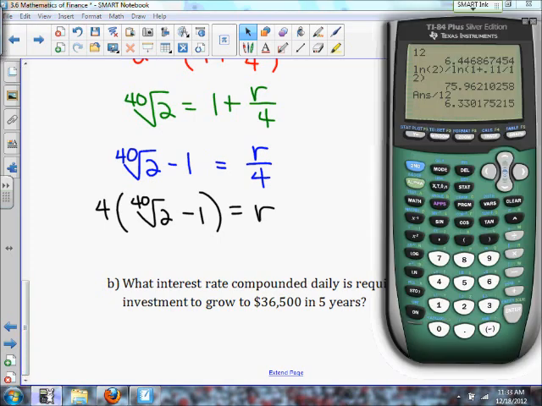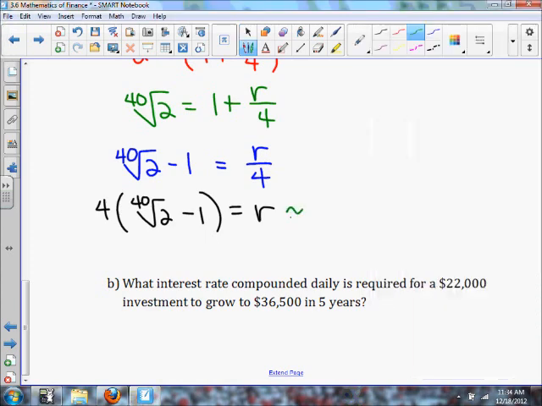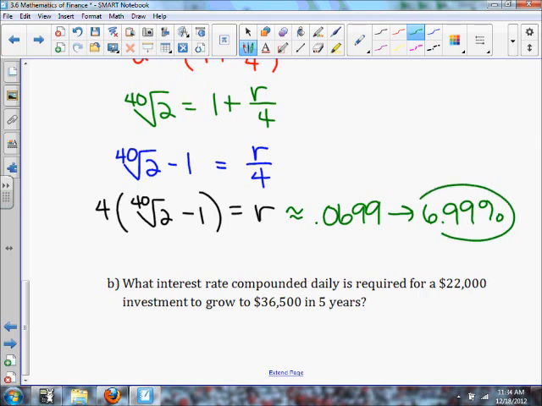Okay, so we could say 4 parentheses, 40th root. Press the math button to get number 5 of 2 minus 1. Should get us 0.0699. What would that be as a percent? 6.99%, right? There we have it.